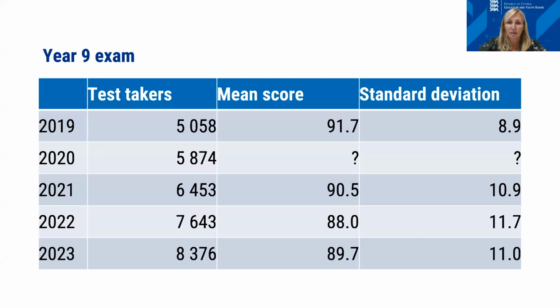You can see in the table that, as you all remember, hopefully, in 2020 we did not really have the exam, so there is no data about it. But in 2023, more than 8,000 students took the exam, and the average, the mean score, is almost 90%. And I think the reason might be that students usually choose the subject they are good at, and that's why the average score is so high.